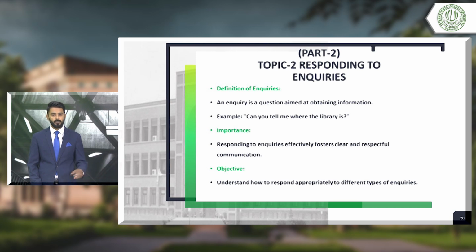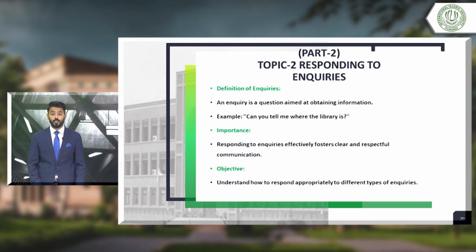Now, before we move forward, let's recall what an inquiry basically is. An inquiry is in the shape of a question where we are aiming at obtaining some information. For example, can you tell me where the library is? So this is a question where we are obtaining information. That is called an inquiry. Fine. So what is the importance? Basically, if you really want effective, clear communication, which is respectful as well, then you need to learn how to inquire.